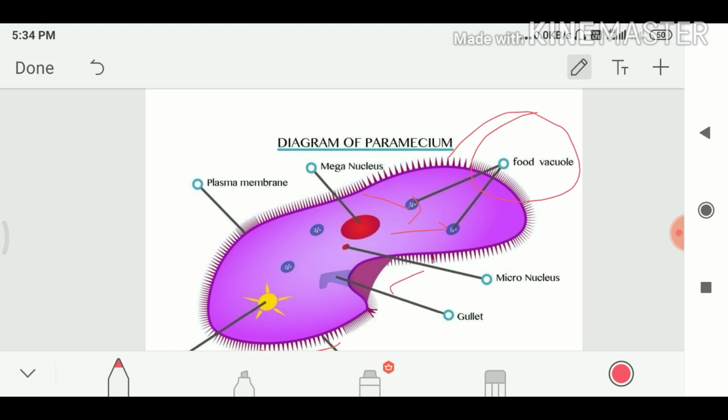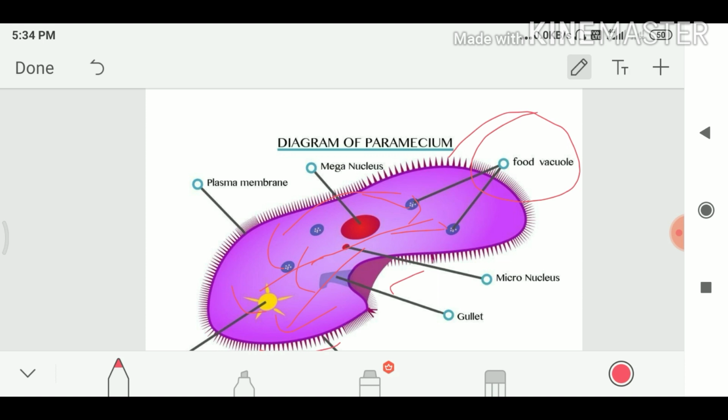And now the third step, that is absorption. In the absorption step, it is also like in amoeba: this simpler, digested food material passes from higher concentration to lower concentration in the paramecium body, by the process of diffusion. So it is also very basic and easy.